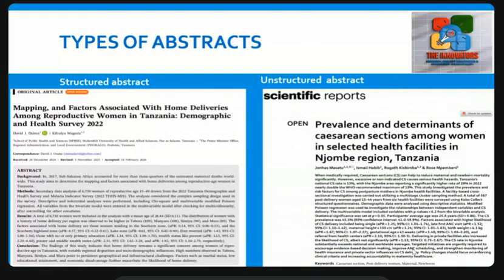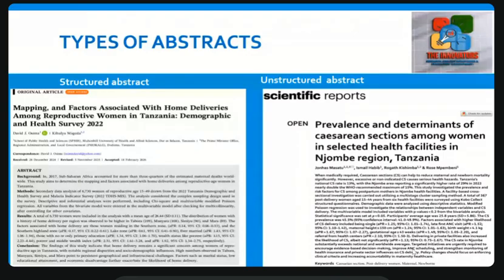Now, let us go to the types of abstract. As I said, there are 2 types of abstract, which are structured abstract and the unstructured abstract. And here on my left hand side, you can see the example of a structured abstract. A structured abstract is the one with subsections like an introduction, methodology, result, and conclusion.